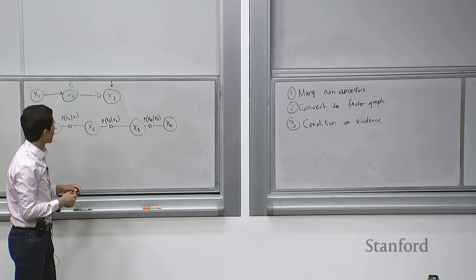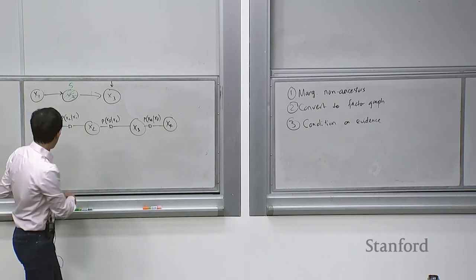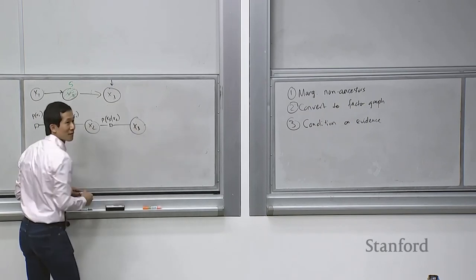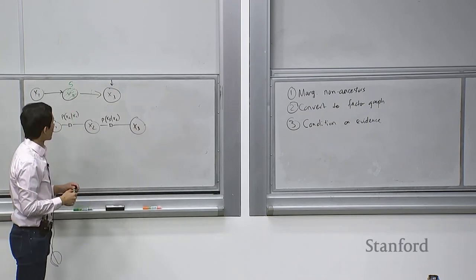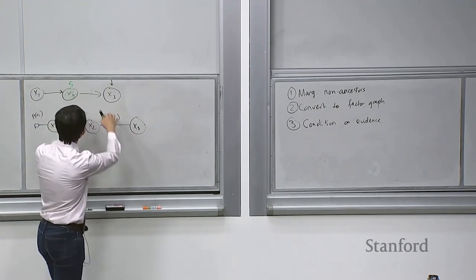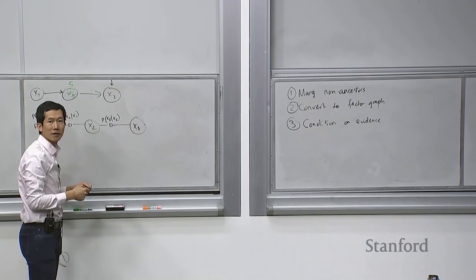Yeah, question? Still have x4 in this? Oh, sorry. Yeah, we shouldn't have x4. Good point. Will you still have a factor on that? This factor should be there. x4 is, this is the factor graph corresponding to that.